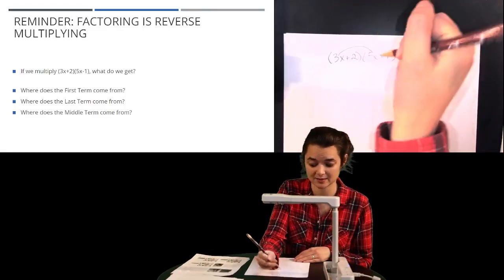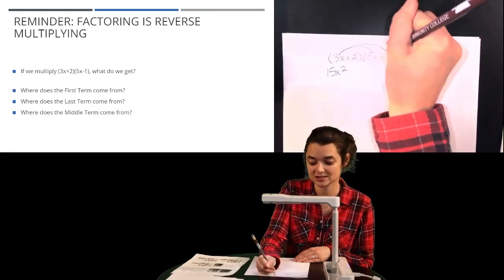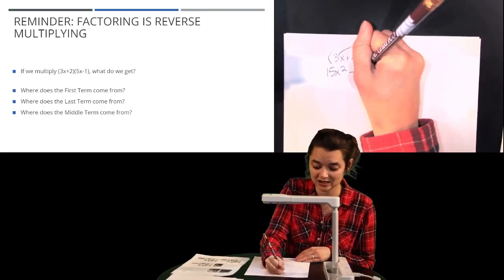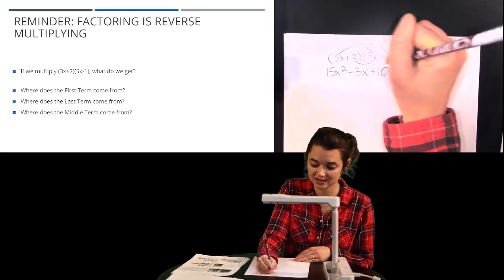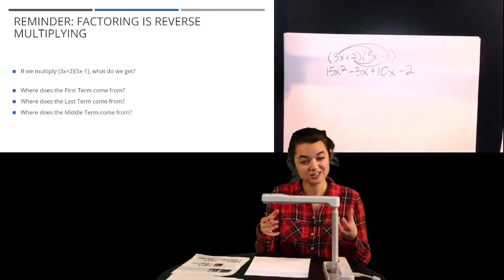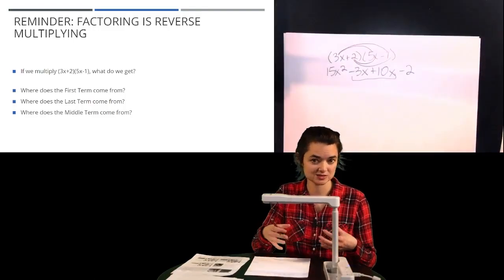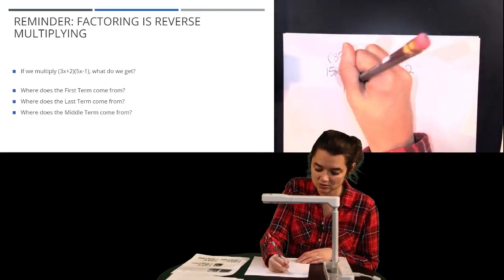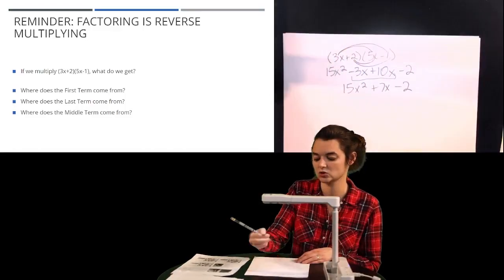You'd have 3x times 5x, which would be 15x squared. You'd have 3x times a negative 1, which is negative 3x. You'd have a 2 times 5x, which is 10x, and 2 times negative 1, which would be negative 2. You'd probably even combine those like terms in the middle. Negative 3x plus 10x, which is 7x. So you'd have 15x squared plus 7x minus 2.